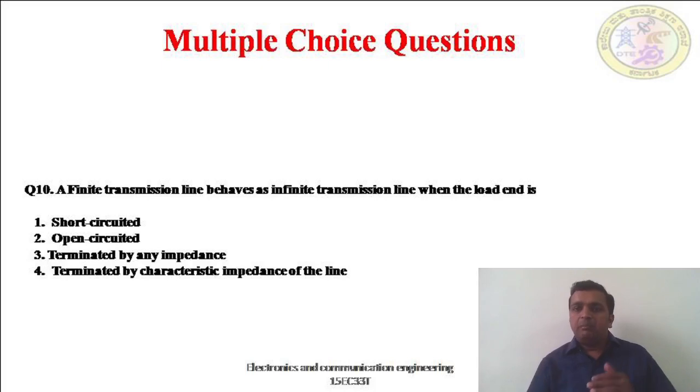I have repeated this multiple times. Whenever the load impedance is exactly equal to the characteristic impedance of the line, there will not be any reflections. Why will there not be any reflections? Because the line itself behaves as an infinite line. There will not be any boundary or end so that the incident energy will be reflected back. Hence, for a finite transmission line to behave as an infinite transmission line, the load end should be exactly terminated by, or equal to, the characteristic impedance of the line.